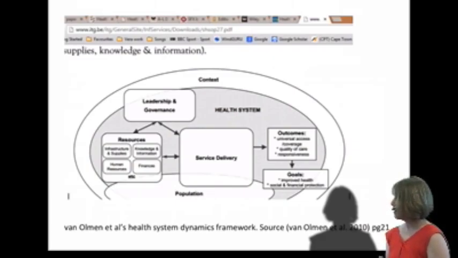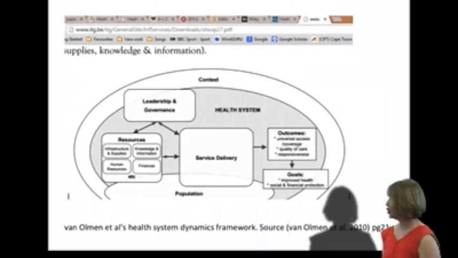But what's interesting about this framework is that they actually highlight the importance of service delivery. And whereas in the WHO framework, we have all those building blocks in a sense having equal importance, this framework says no, the really important thing is the service delivery. And four of those building blocks are really to do with how we resource service delivery. And they then also highlight the importance of leadership and governance in deciding how those resources are organized and managed to ensure that service delivery is appropriate and effective and efficient.